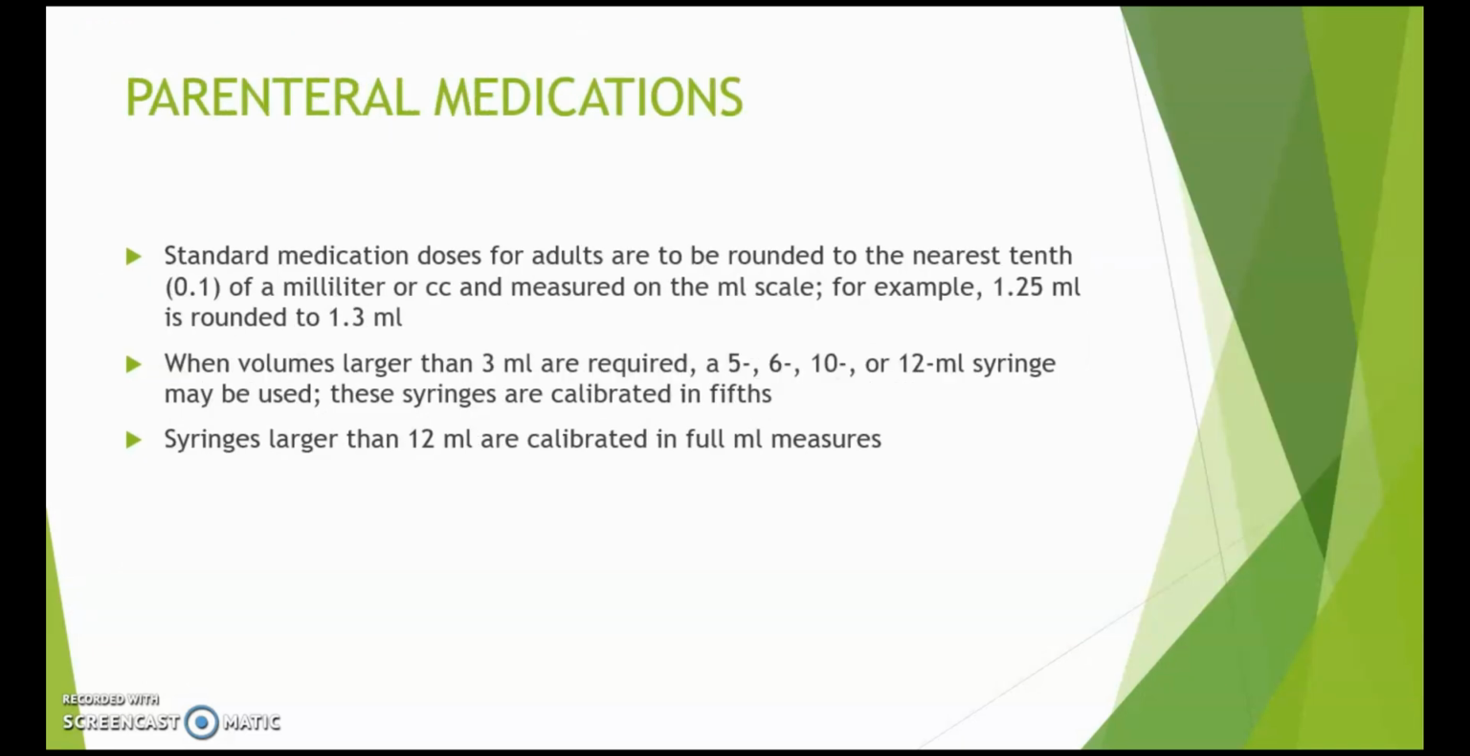Standard medication doses for adults are to be rounded to the nearest tenth, which means 0.1 of a milliliter or cc, and measured on the ml scale. For example, 1.25 ml is rounded to 1.3 ml. When volumes larger than 3 ml are required, a 5, 6, 10, or 12 ml syringe might be used. These syringes are calibrated in fifths. Syringes larger than 12 ml are calibrated in full ml.